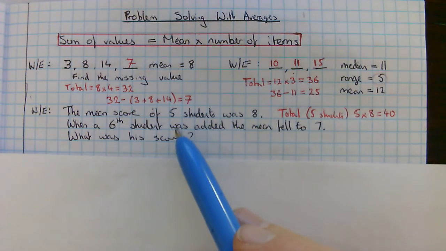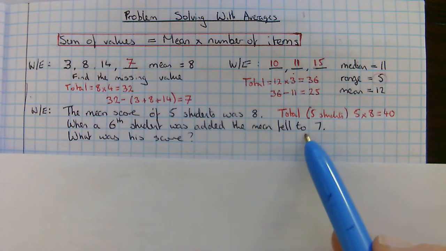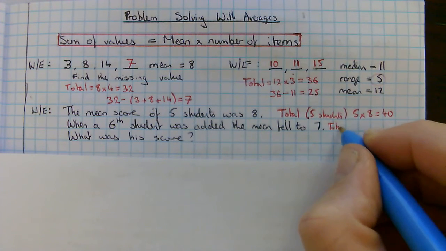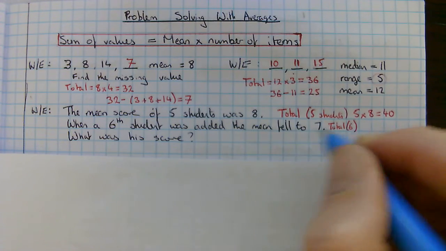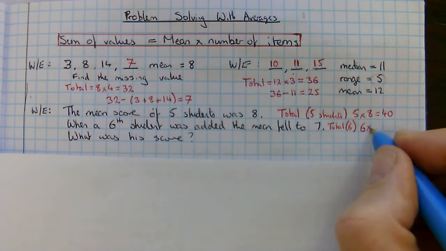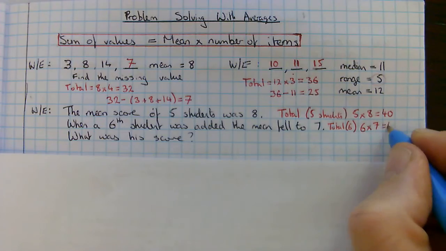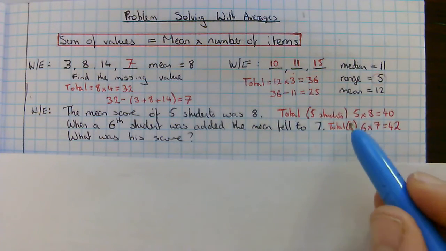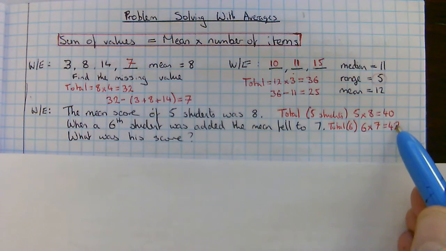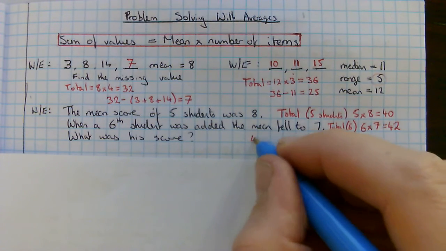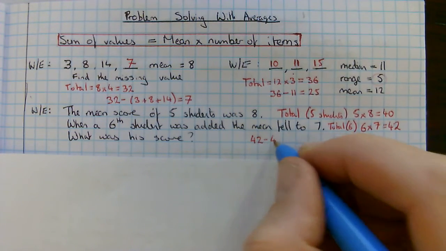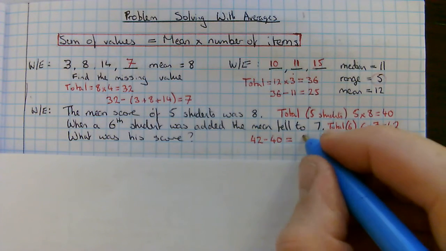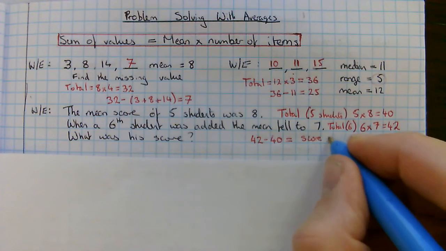When I add a 6th student in, the mean fell to 7. So the total from the 6 students is 6 times 7, which is 42. So I know that that additional student must have gone from 40 up to 42, so 42 take away 40 means that last student, that 6th student, got a score of 2. He didn't do very well on the test at all.